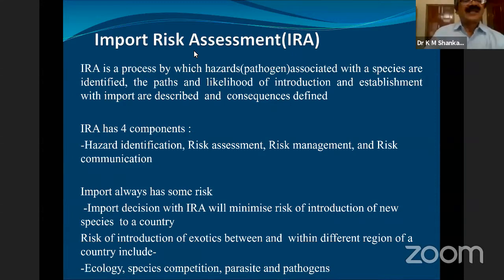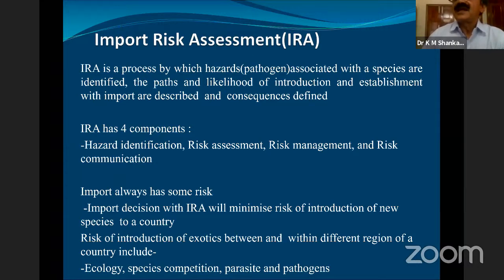Yeah. Next one is import risk assessment, IRA. This is also a strong component of the biosecurity system. What is IRA? A process by which hazards, usually pathogens, associated with the species are identified. The paths and likelihood of introduction and establishment with import are described and consequences are defined.